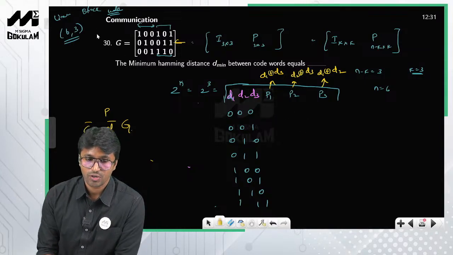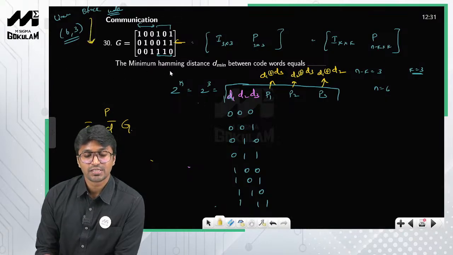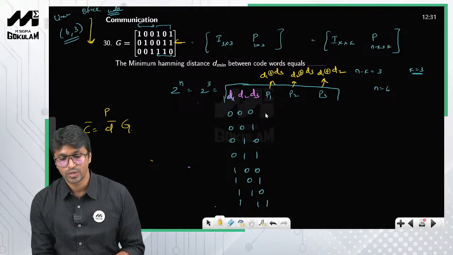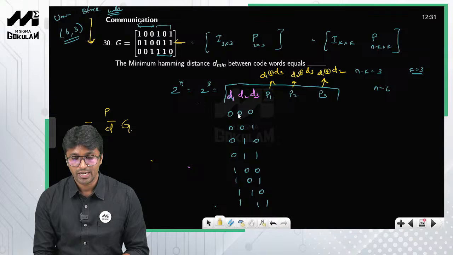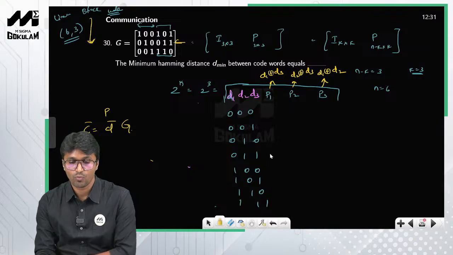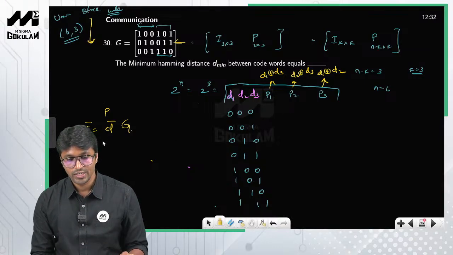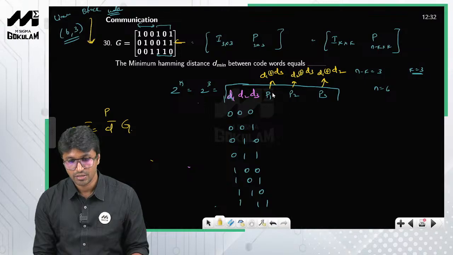For the linear block code, we have learned that there is a property that the minimum Hamming distance is the minimum weight of the code word. So what I'm going to do is calculate the code word for each of these inputs and look at the minimum weight. One way of doing it is using matrix multiplication. The other way of finding the code words is this, right.